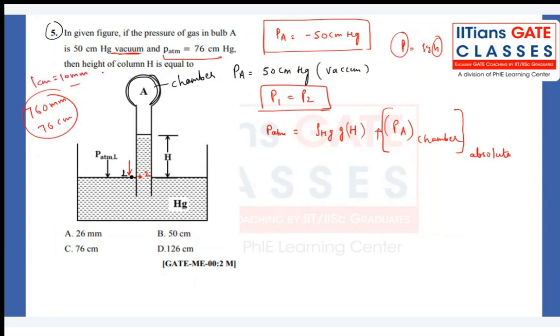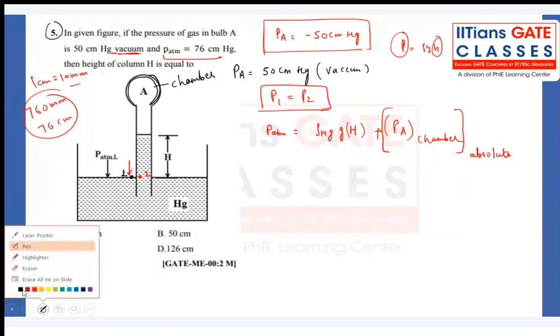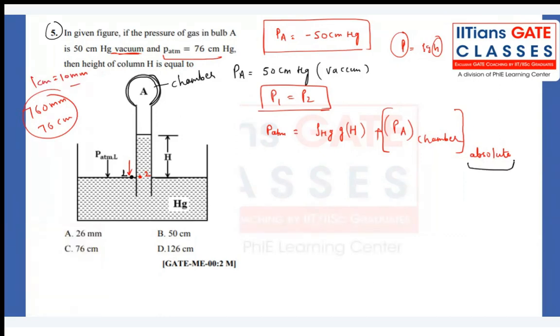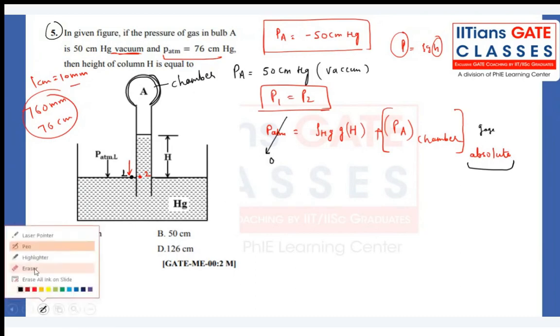Now I want to measure the absolute pressure in a particular chamber. If I want to measure absolute pressure, should I add the atmospheric pressure or should I not add it? Tell me, guys. Should I add it or should I avoid it? I should take it as zero if I want to measure the gauge pressure. But for absolute pressure I cannot take it as zero. I need to add it.